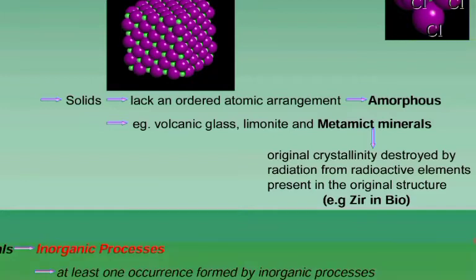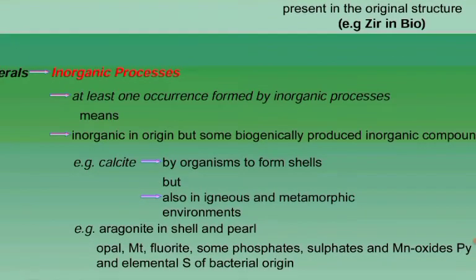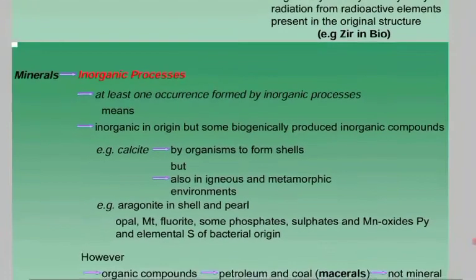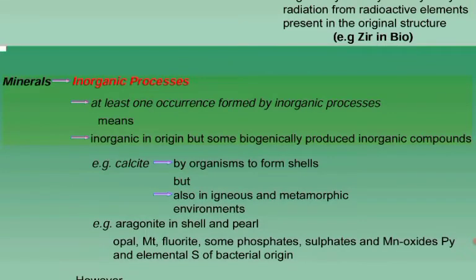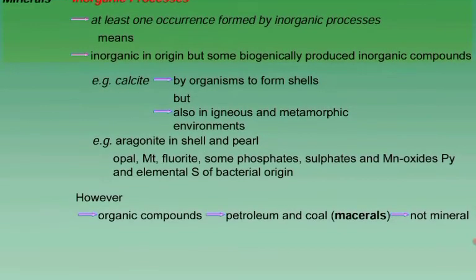Minerals and organic processes: at least one occurrence formed by inorganic processes. Inorganic in origin, but some biogenically produced inorganic compounds. Not minerals, however, are organic compounds, petroleum and coal, macerals. E.g., calcite used by organisms to form shells, also in igneous and metamorphic environments; aragonite in shell and pearl, opal, fluorite, some phosphates, sulfates and Mn oxides, pyrite and elemental S of bacterial origin.